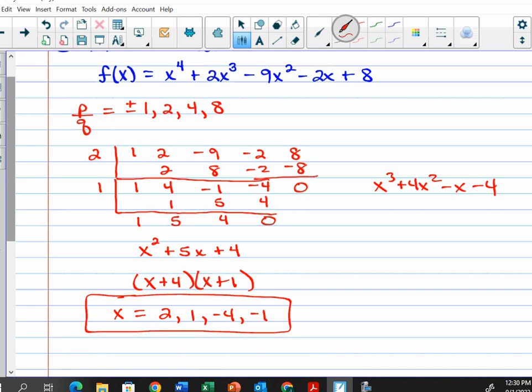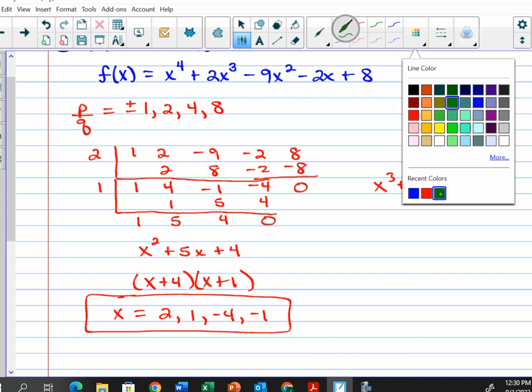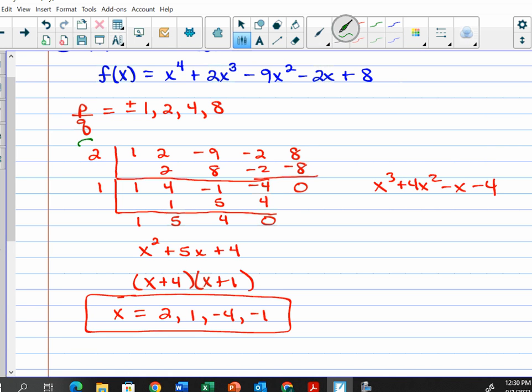It was a 4th degree polynomial, so it should make sense that we have 4 solutions at the end. So remember these guys over here that we used with our synthetic division that worked? Those are solutions. And then factoring gives you the other solutions.